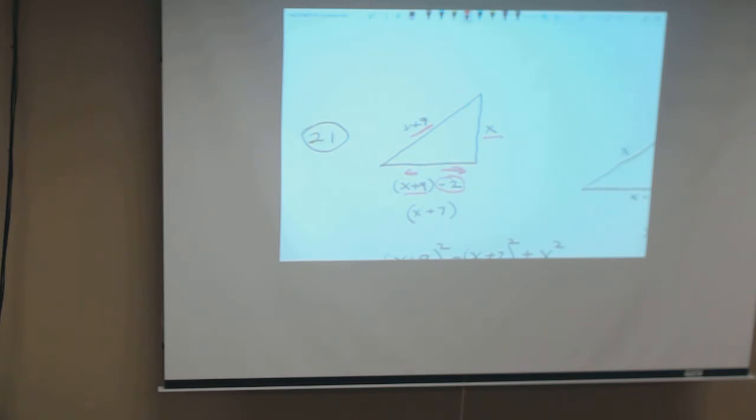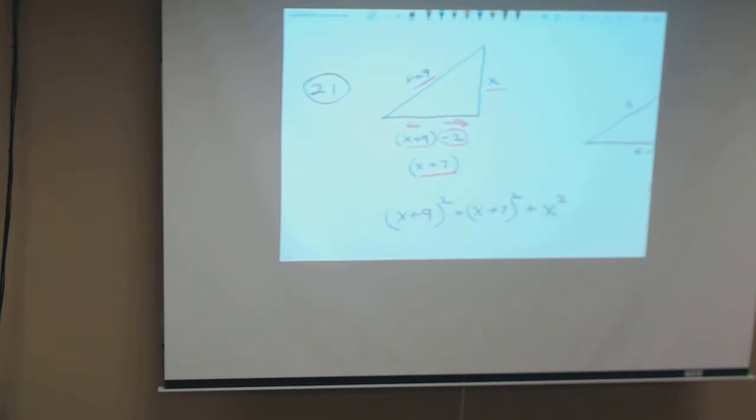Or x plus 9 and x plus 7 are the 3 parts of the triangle. So am I done? You say, so I draw a picture of a triangle, I label the parts, x plus 9 for the hypotenuse, x for the short side, and x plus 7 for the other side. No, now I have to use the Pythagorean theorem, which says what? A squared plus b squared equals c squared, or c squared equals a squared plus b squared.